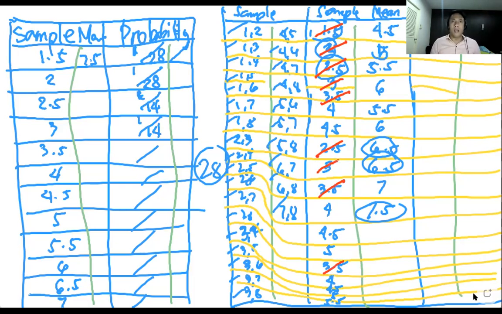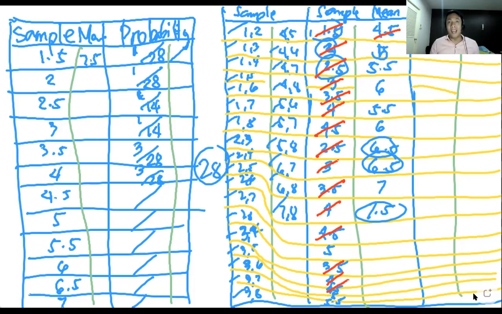So can we divide 28 by 3? No, cannot. So we will just put 3 over 28. That will be the lowest term. How many 4 do we have? 1, 2, 3. 3 also. So 3 over 28. Okay. 4.5. How many 4.5 do we have? 1, 2, 3, 4. Oh, we have 4.